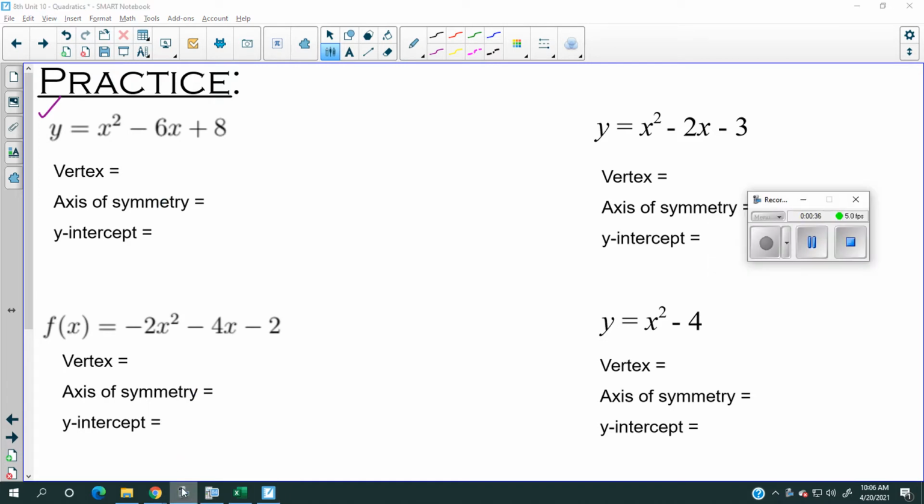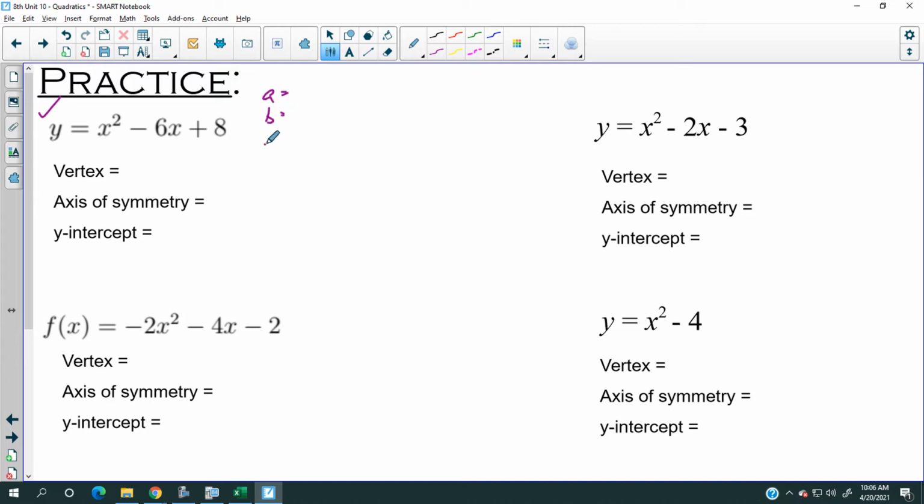All right, let me make sure I'm recording. Okay, all right, let's do one together. Now, again, I'm gonna find out what my ABCs are. So A is 1, right? B is -6, and C is 8. All right, so let's go. Now, the formula is x equals -b over 2a, right? Okay. So let's get the axis of symmetry as usual. So -b, so negative of -6 over 2a. That's 2 times 1, which is 2. So that's 6 over 2. That's 3. So x is 3.